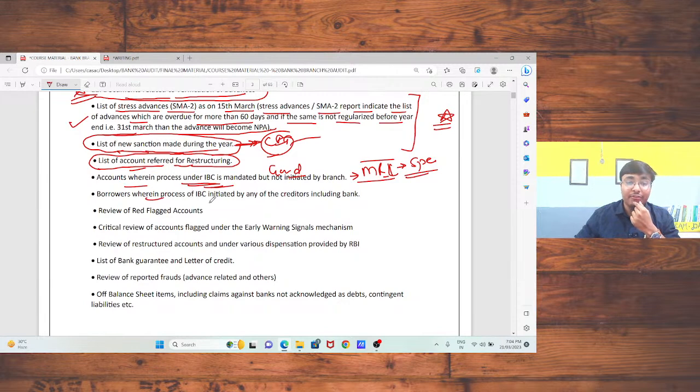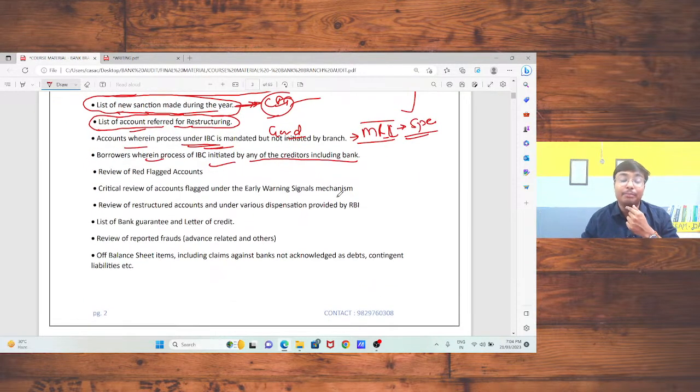Borrower wherein process of IBC initiated by any of the creditors including bank. Okay, IBC process can be started by a creditor also, so you just need to ask for that also, because this is specifically mentioned in the bank branch, so we can check the same.